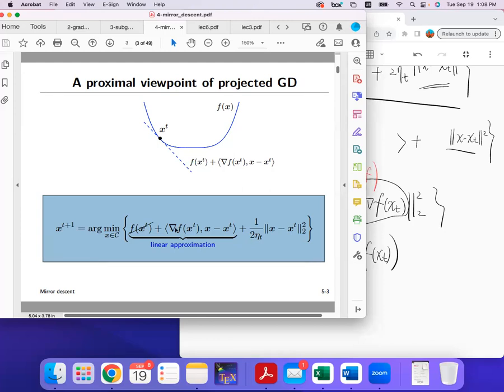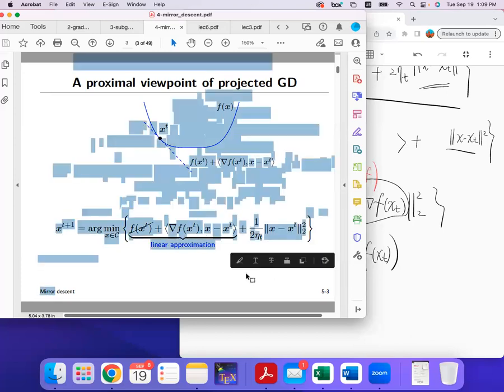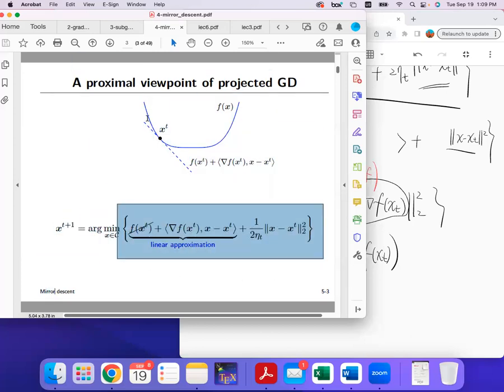At every point x_t, I construct a quadratic. This is like a Taylor expansion up to the second order. It's a local approximation of your function at x_t. So inside, you can view it as a Taylor expansion or local approximation model up to a quadratic term. And so instead of working on the original problem f(x), we construct a local approximation of the problem and solve that simple problem. That is the key.